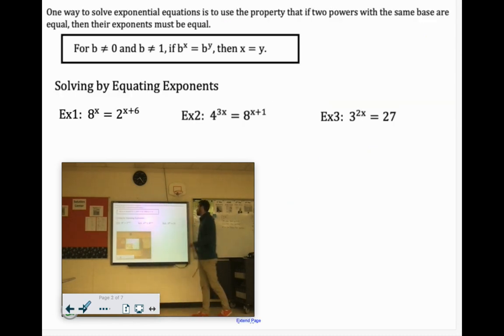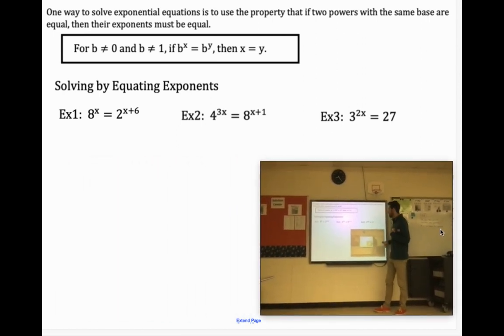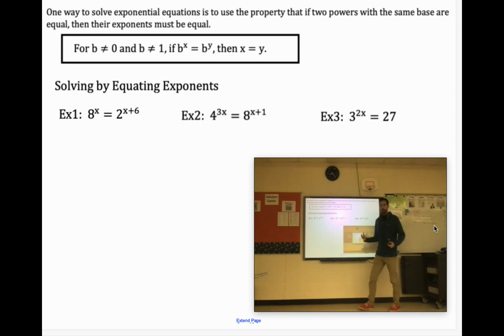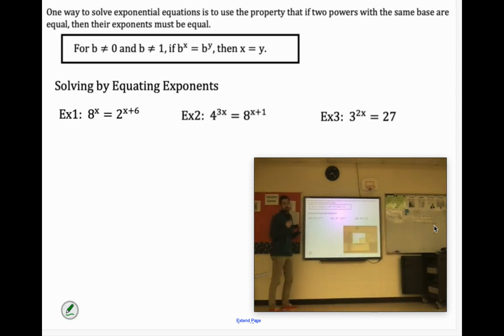All right, so my favorite way to solve these, if possible, because this is just kind of like a fun puzzle almost, is to get them to have the same base and then set up an equation. So 2 and 8 can both have a base of 2. So 8 is 2 to the third power.